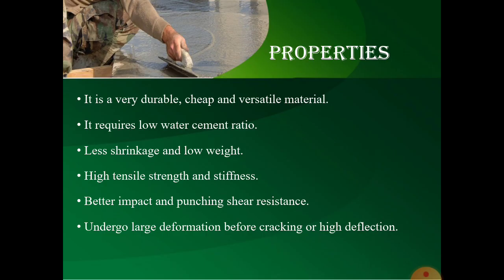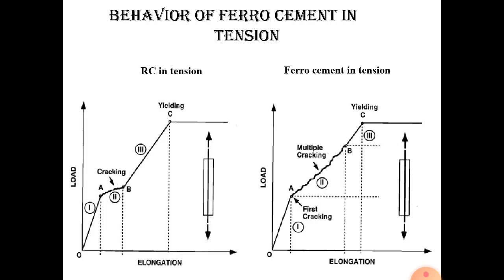And next we can take a look at the properties. It's very durable, cheap, and is a versatile material, and ferrocement requires a low water-cement ratio. Another advantage is that it has low weight and less shrinkage, high tensile strength and stiffness, better impact and punching shear resistance, and it undergoes large deformation before cracking. That means they can carry heavy loads.